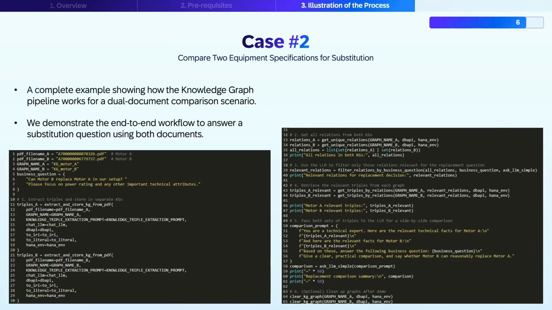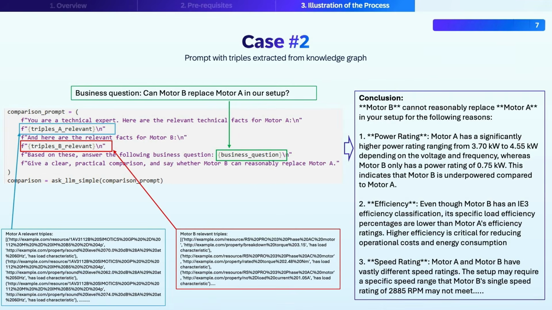In your setup, once the relevant triples are identified from each graph, they are passed into the final prompt. The prompt clearly separates facts from motor A and motor B, and then asks the large language model to generate a comparison and judgment. By the end of this step, we have an automatically generated business-ready comparison based entirely on trusted structured data. This eliminates the need for manual processing and provides a clear answer to whether one motor can substitute the other.